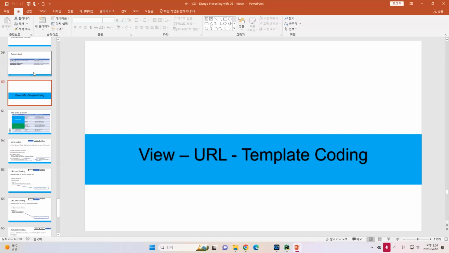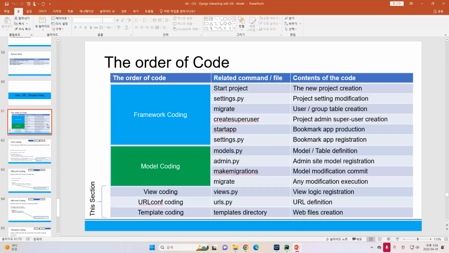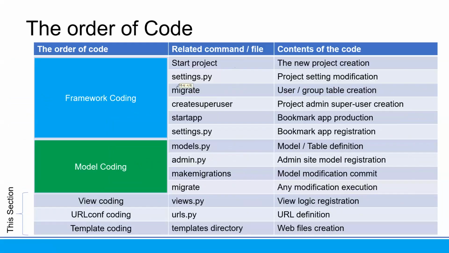Now we are going to use the view and connect to the template coding. So by now you already know how to create the framework coding. The framework coding means you start the project, and then the model coding means you create the model, and then you do the admin, make migration and migrate, and you already learned about the SQL. And the last part would be how we can implement the template coding, so how we can show it to the web.